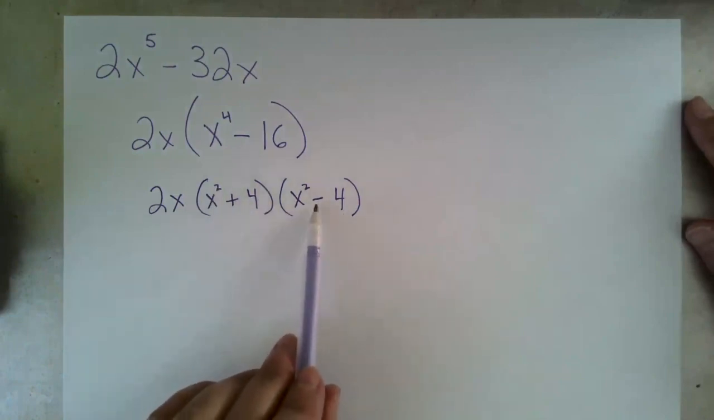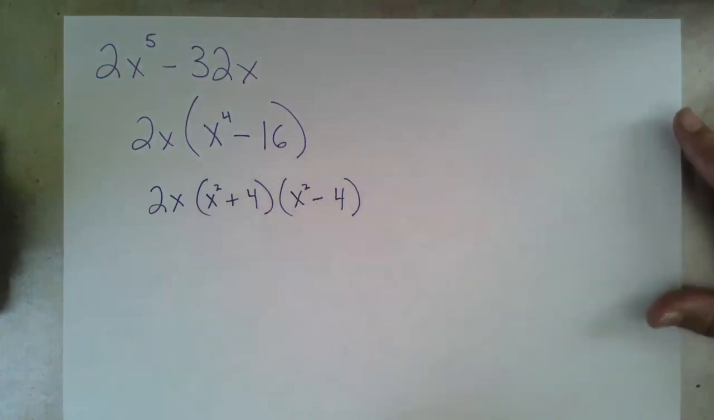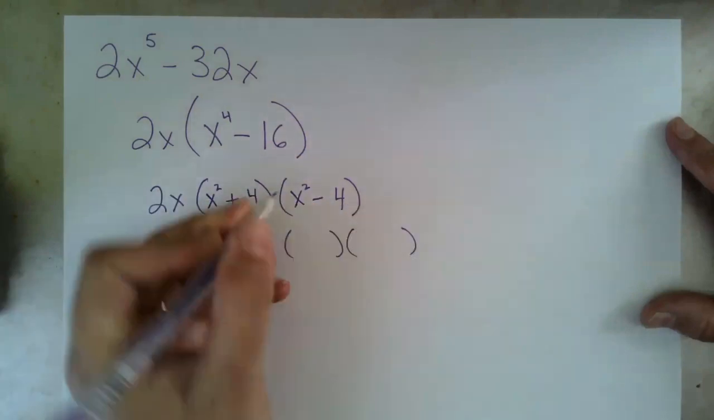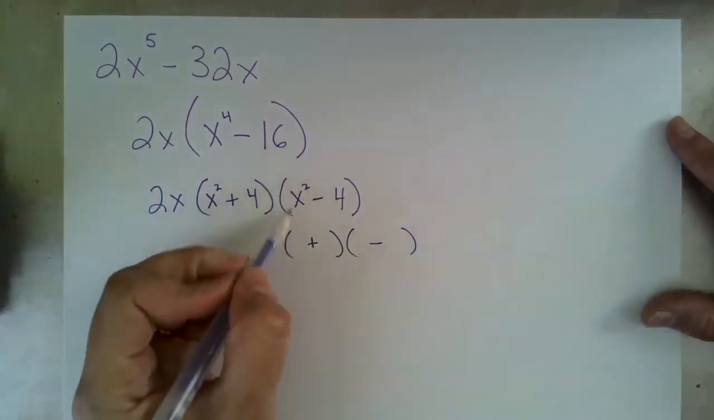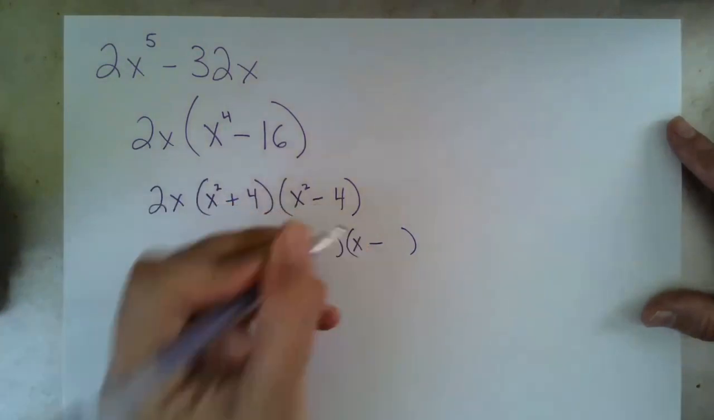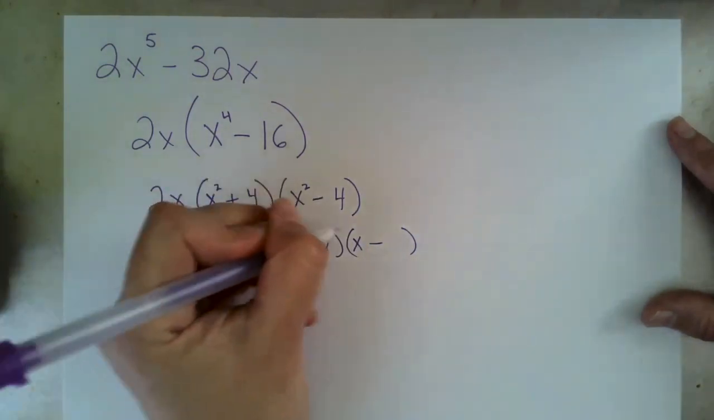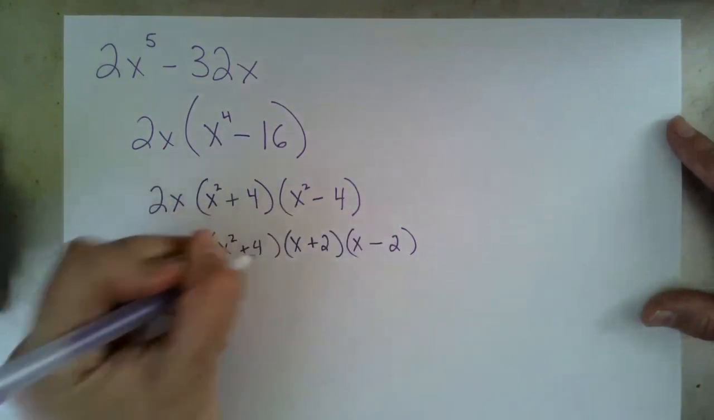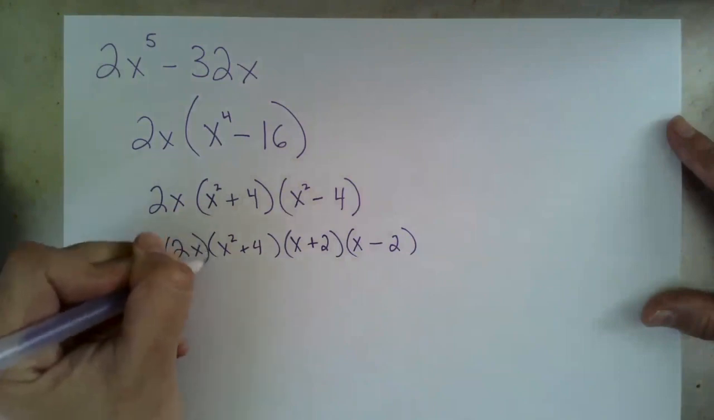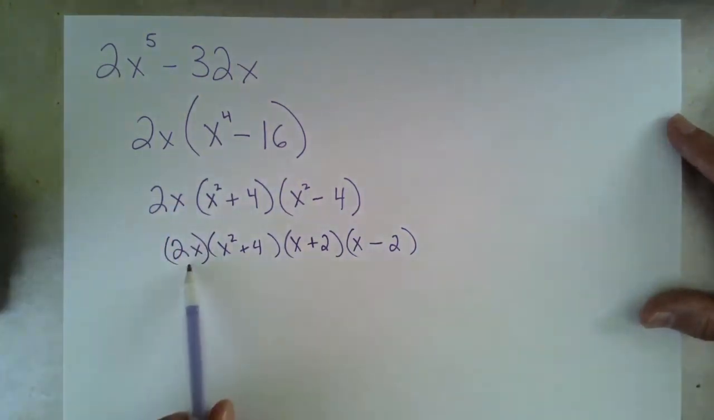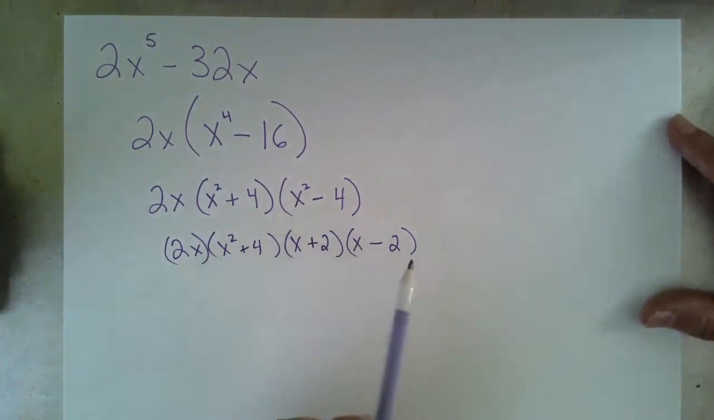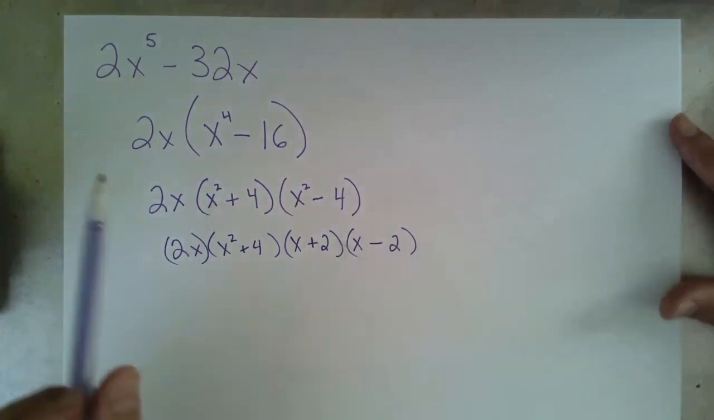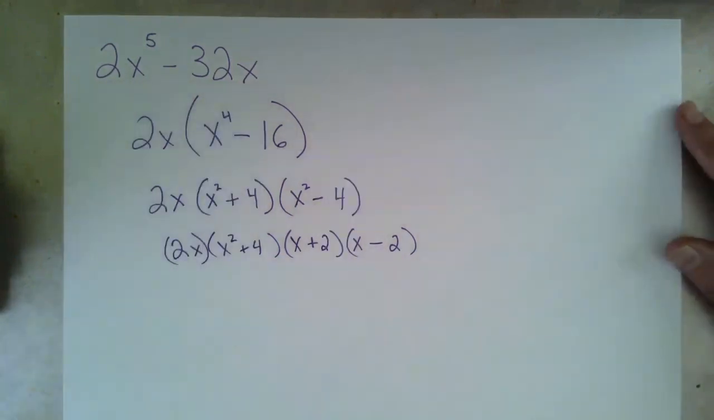But over here, this is a difference. So this can continue to factor by difference of squares. So again, one plus, one minus. First term of each of these is an x. Second term of each of these is a 2. And then again, I bring down the rest of what we were working on. Now, fully factored, fully factored, fully factored, fully factored. This is the completely factored version of where we started.